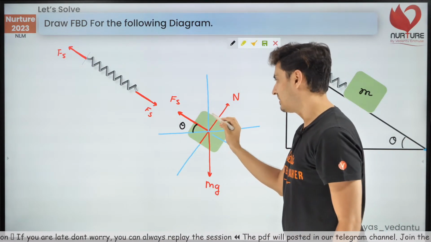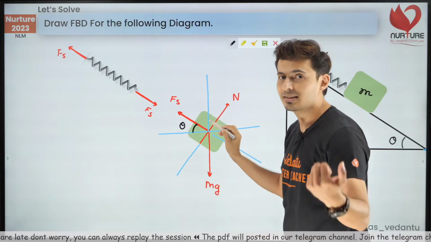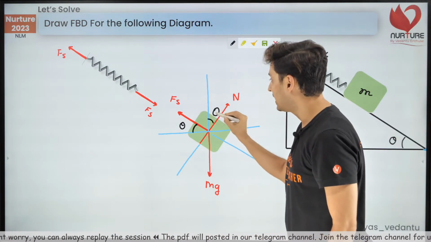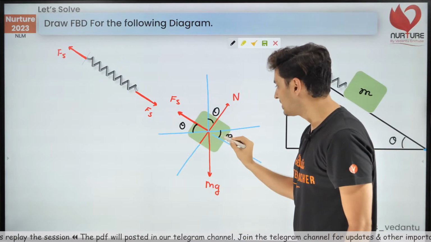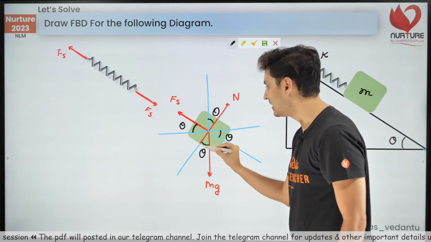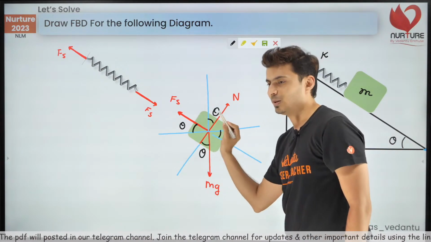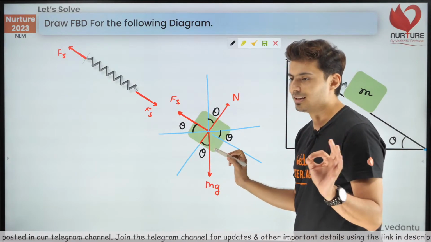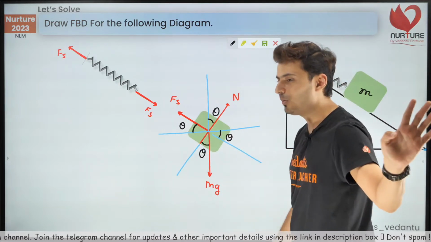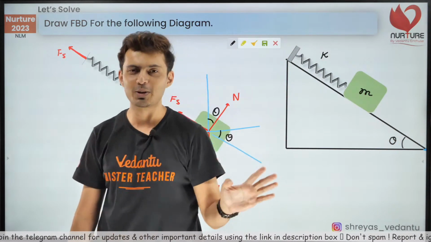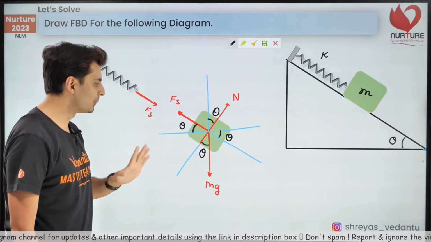If this is 90 minus theta, this is 90 minus 90 minus theta, which is theta. And if this is theta, then this is also theta. And if this is theta, again the alternate, this is also theta. Every alternate angle will become theta. Isn't this such a brilliant method? Now you know all the angles. Now you can split it up however you want it, guys. This is the best thing to do.